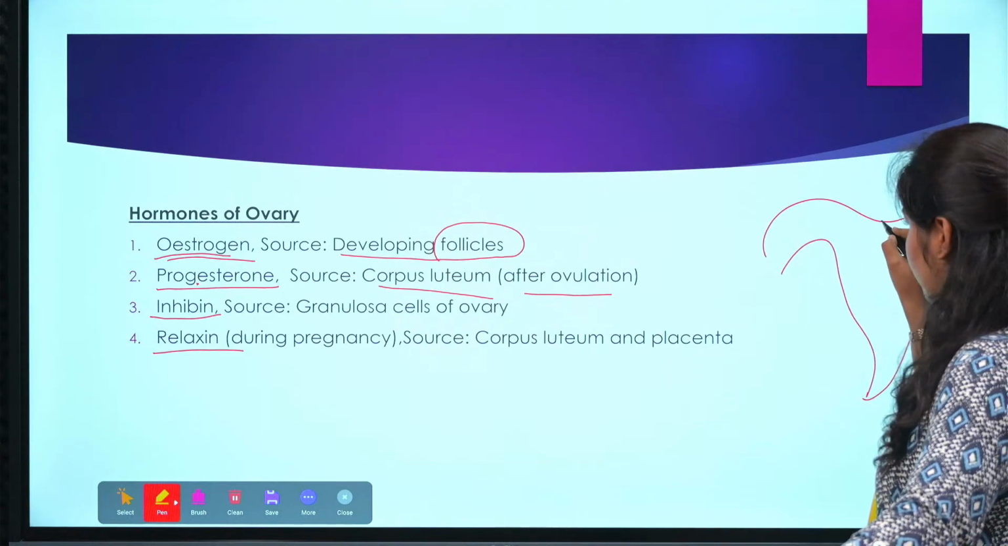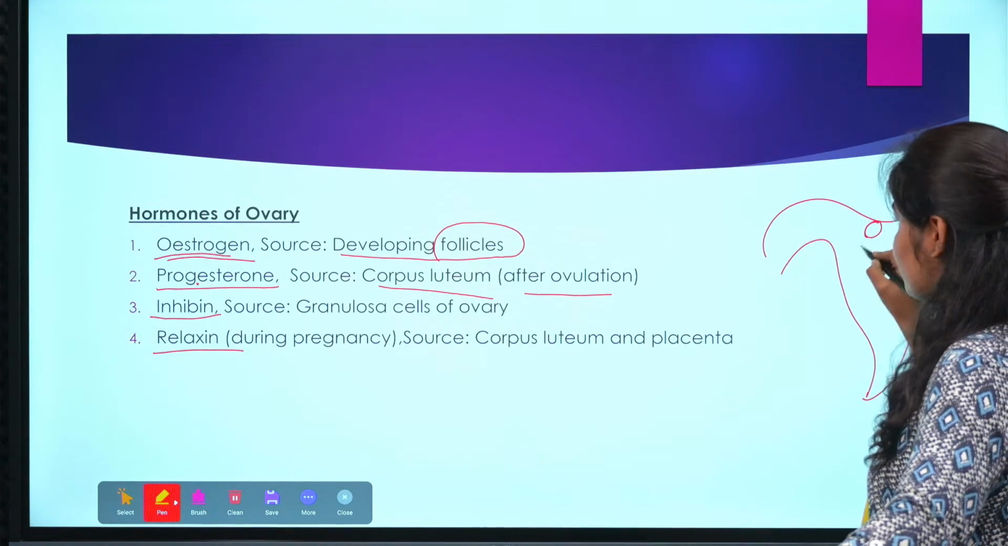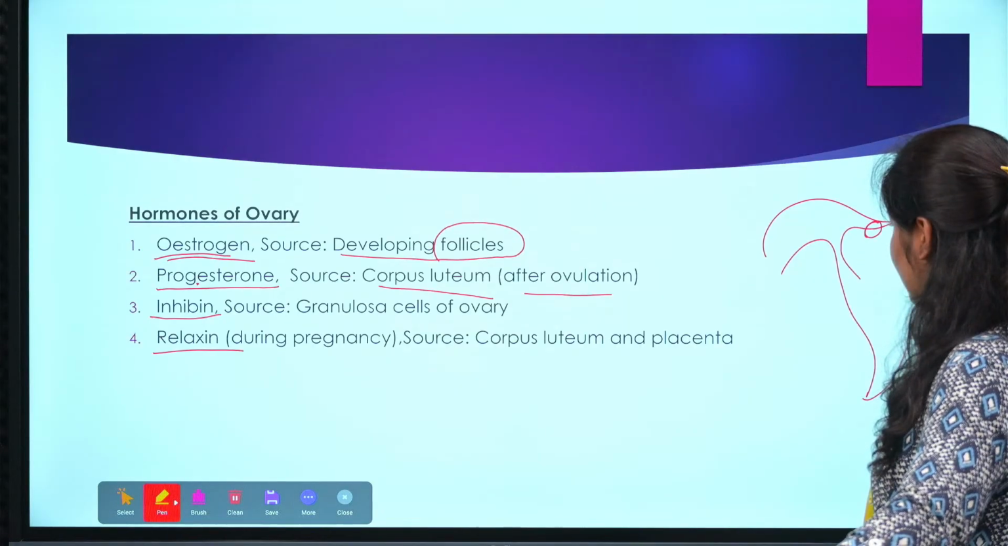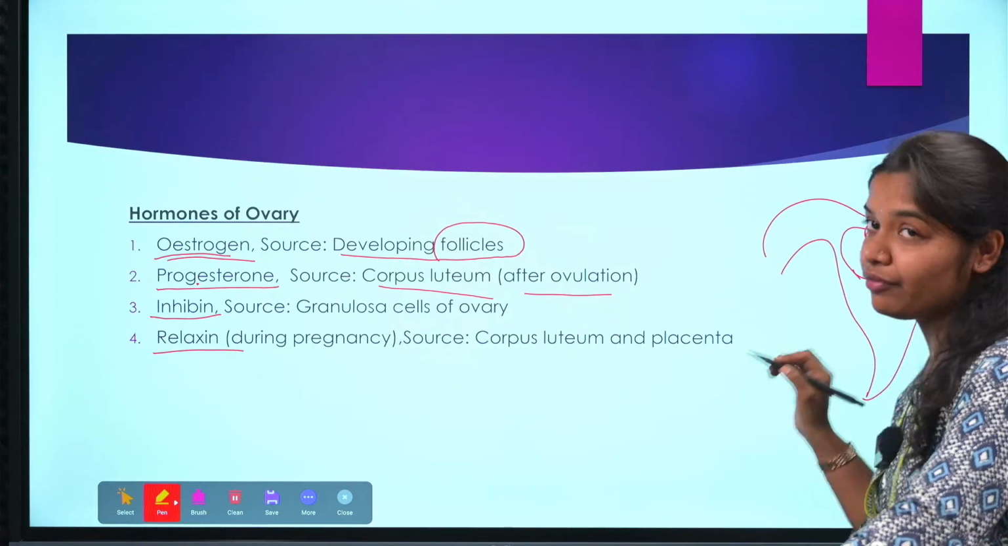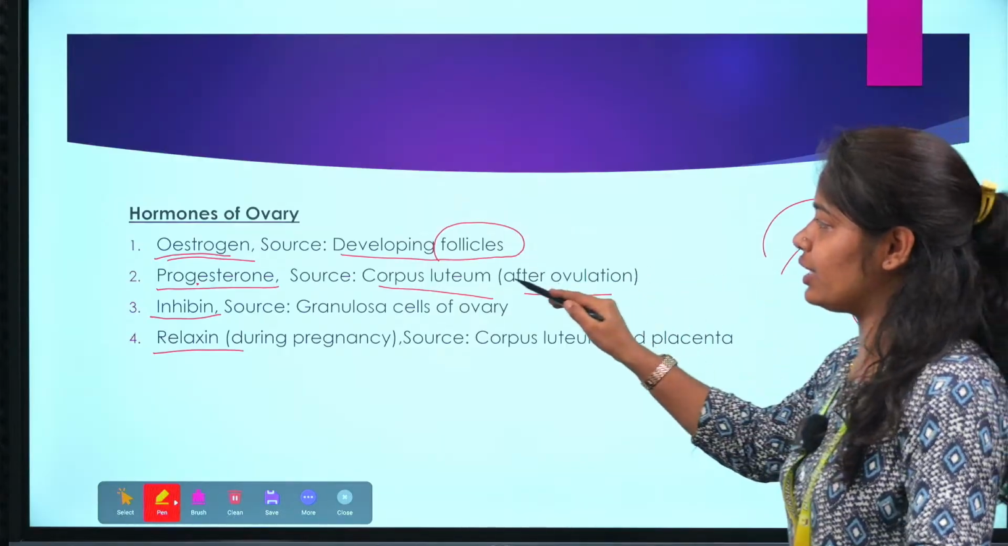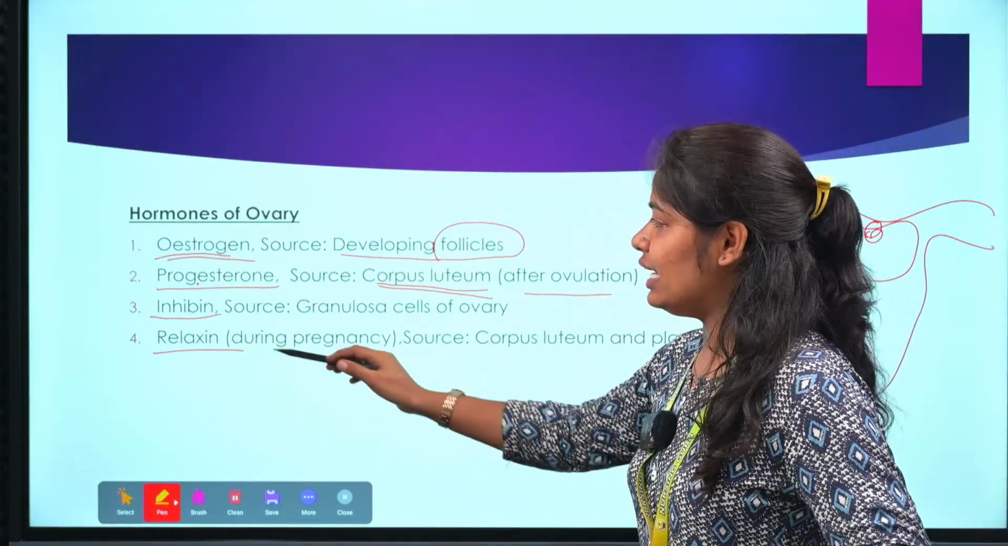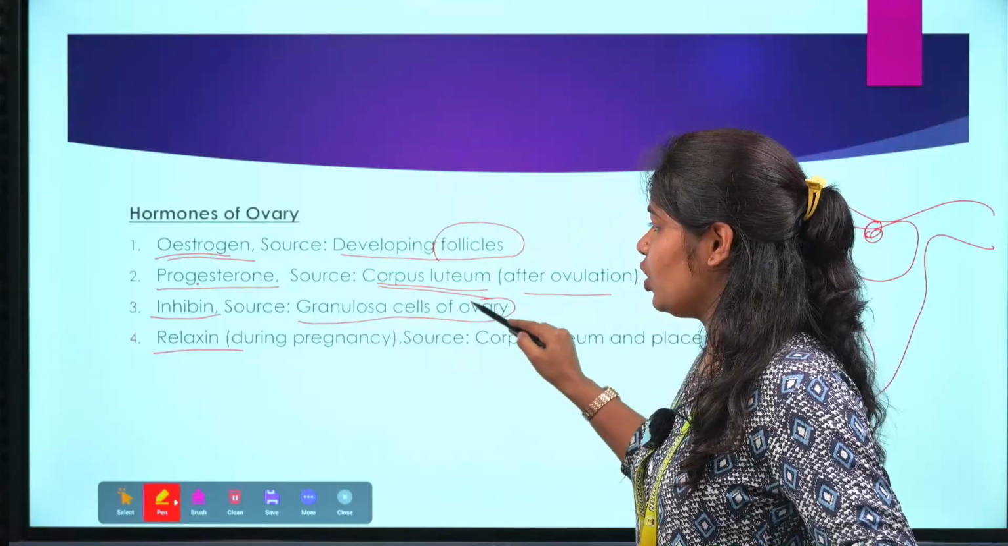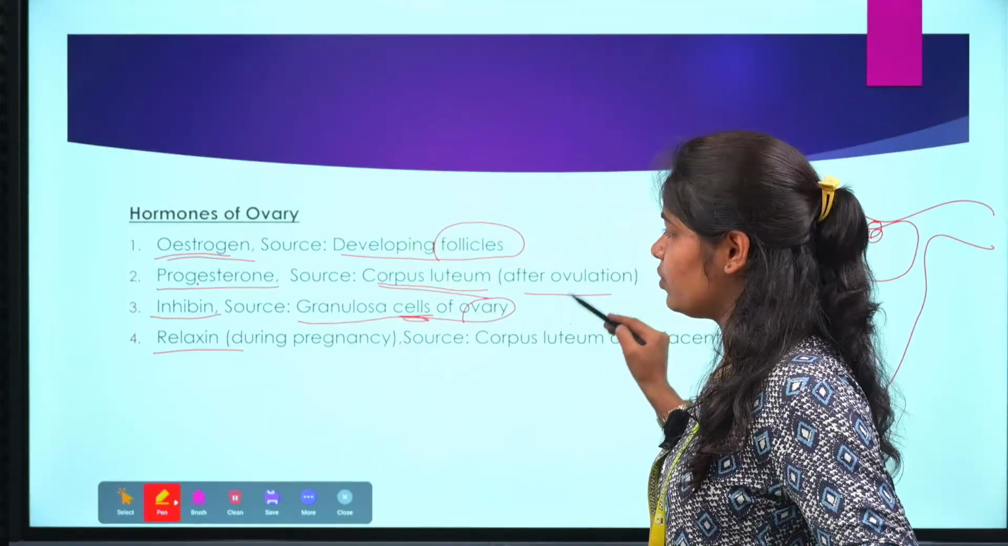After ovulation, the matured egg attaches to the inner layer of the uterus, which is prepared for the pregnancy; that structure we call the corpus luteum. Then inhibin is developed from the ovarian cells.